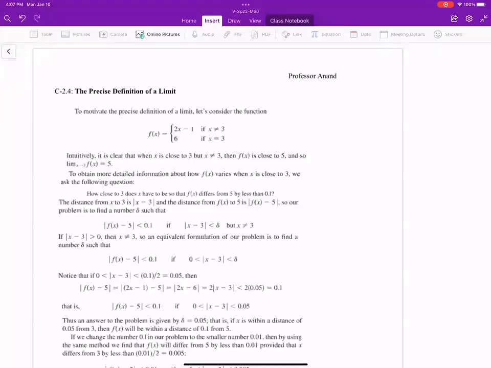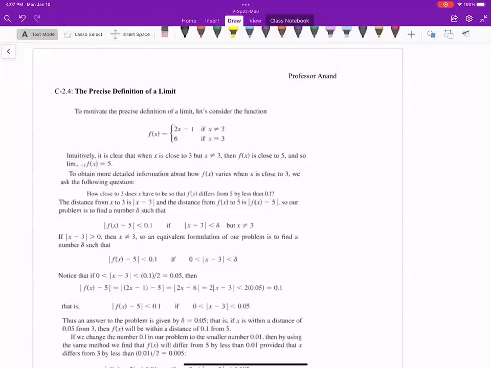Hello everyone, welcome back. In this video, I will be covering section 2.4, the precise definition of limit. Earlier, we saw in section 1, velocity and tangent problems. In the second section, we saw the limits, left limit, right limit, and then vertical asymptote definition, limit being infinity. Then the definition of vertical asymptote.